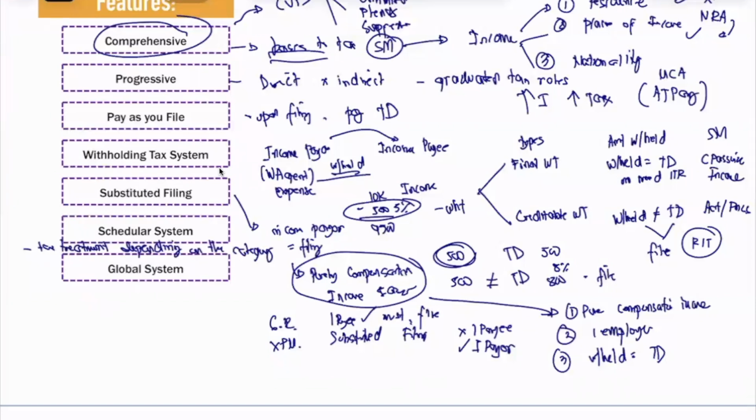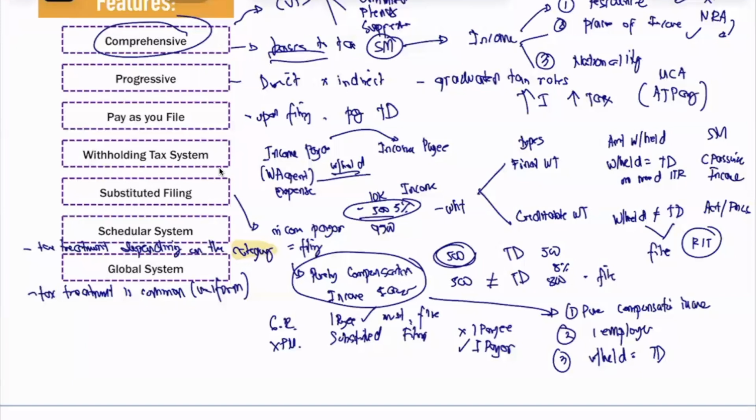So in short, there will be a category first before you can tax it. If we try to compare it with the global system, what happens here is that the tax treatment is common. So the tax rate is uniform.